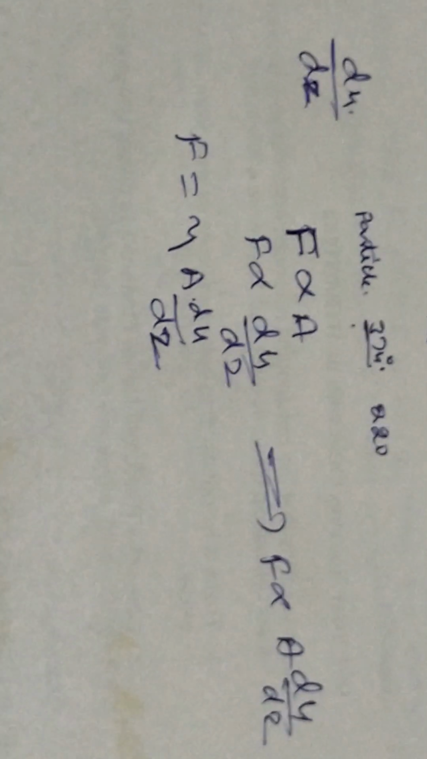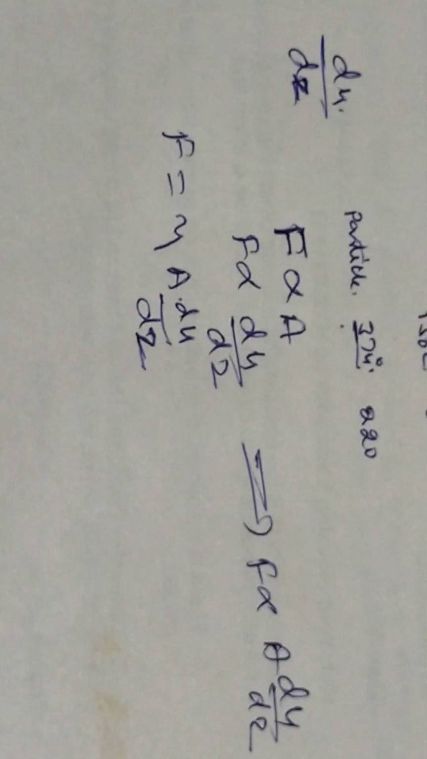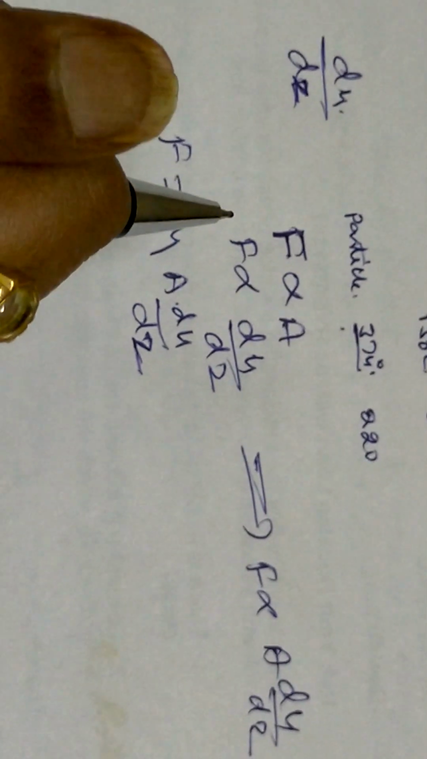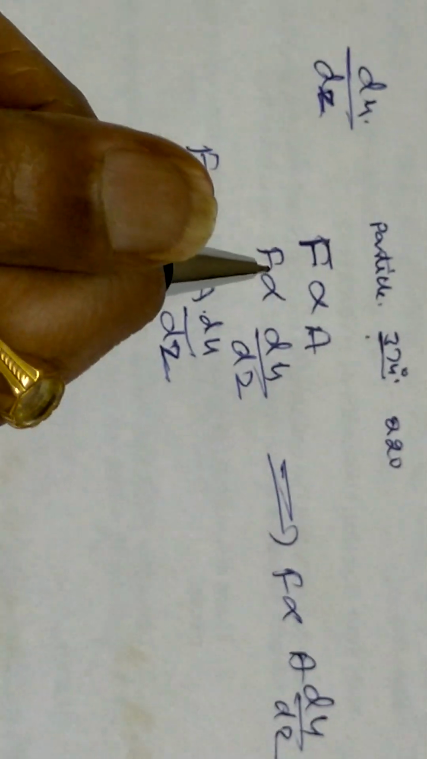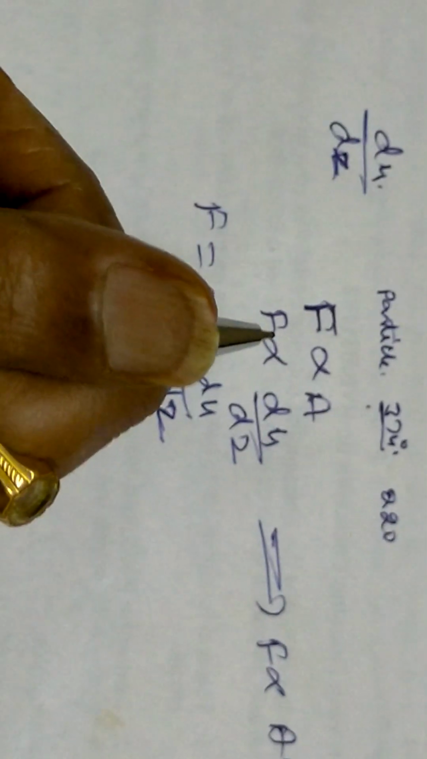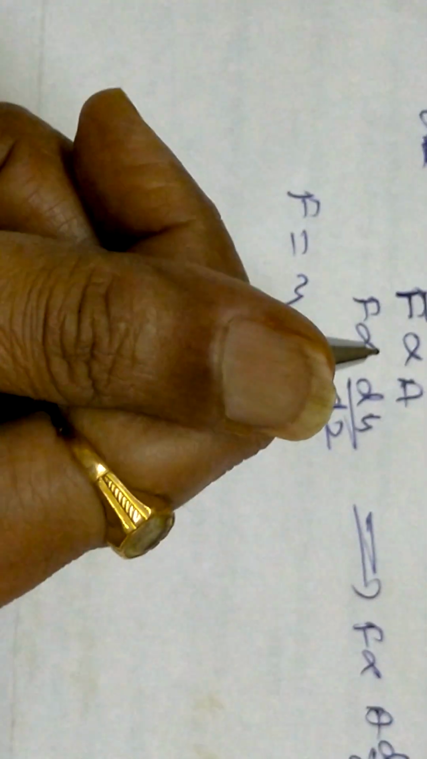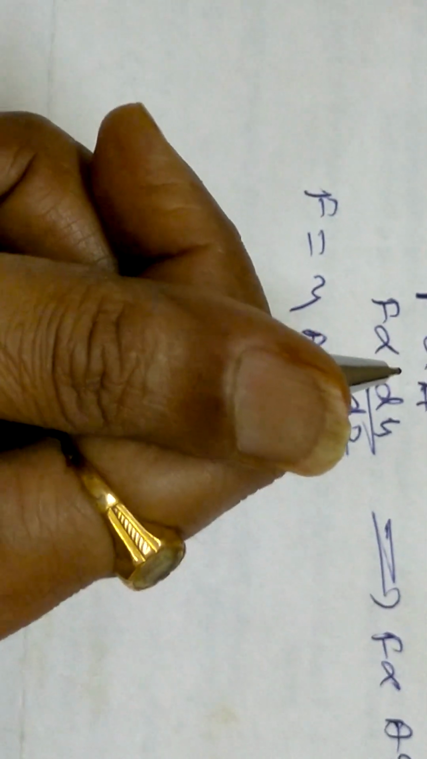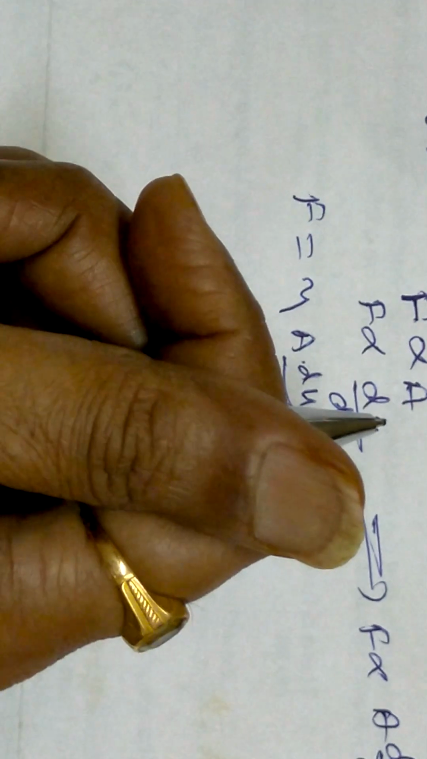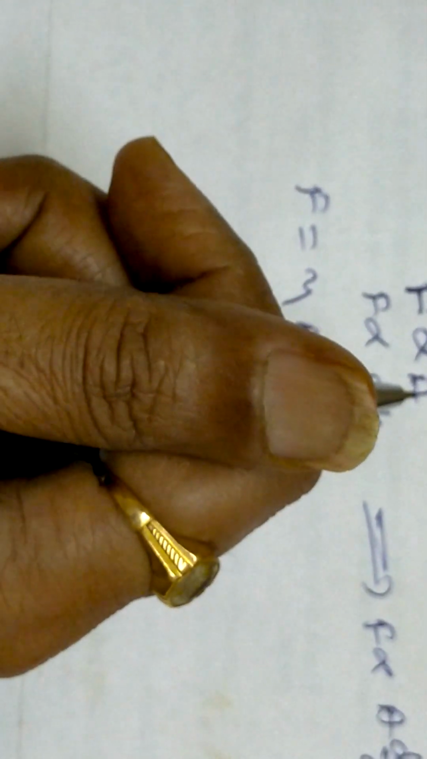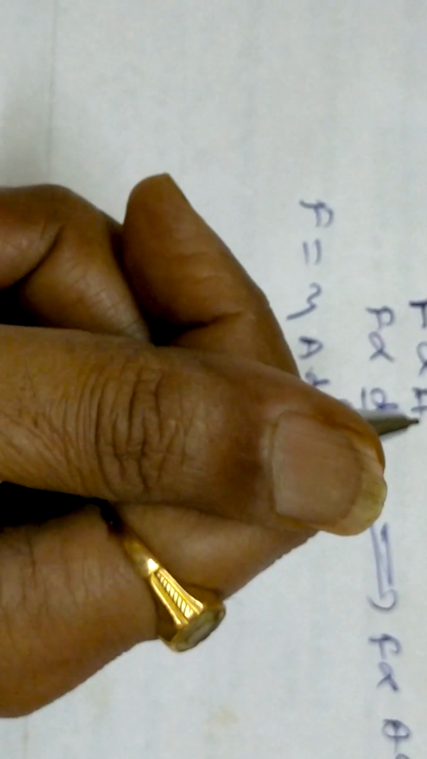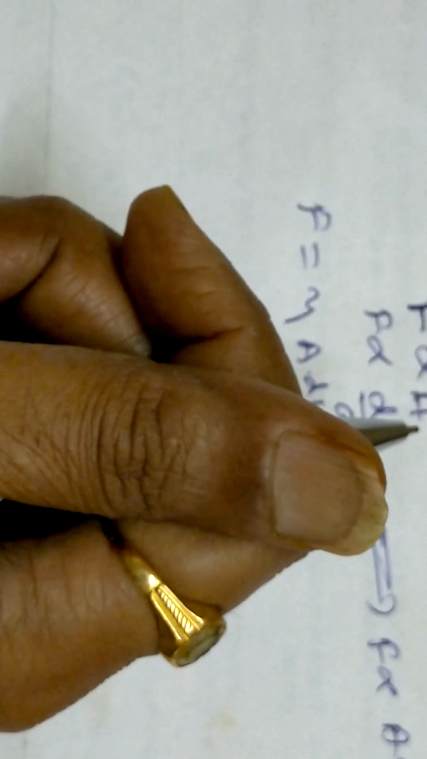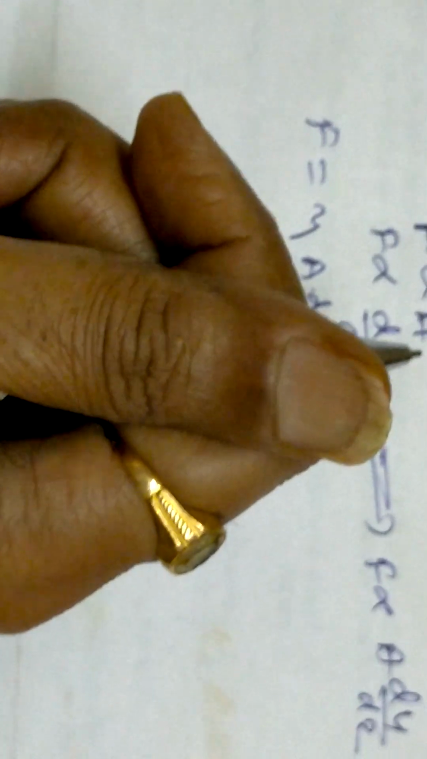The viscosity coefficient is in Pascal second, poise, or Newton second per meter square. These are the units. Viscosity is also temperature dependent: the more the temperature, the lesser the viscosity. Viscosity is more useful in the case of lubrication. Lubricants have high viscosity and a high viscosity coefficient.